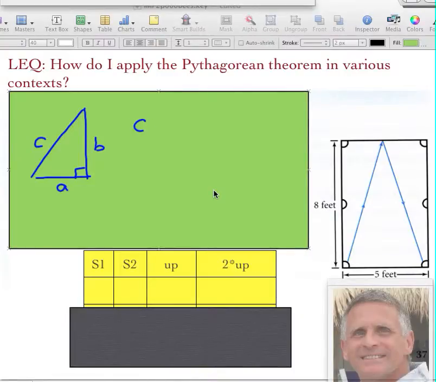The Pythagorean Theorem states that the length of C squared equals the length of A squared plus B squared. Taking the square root of both sides of this equation, we get C equals the square root of A squared plus B squared. We're going to ignore the plus or minus here because of the application. We're only interested in the positive result.